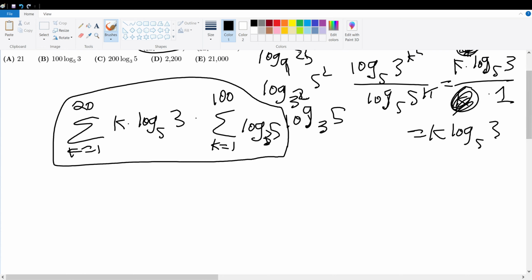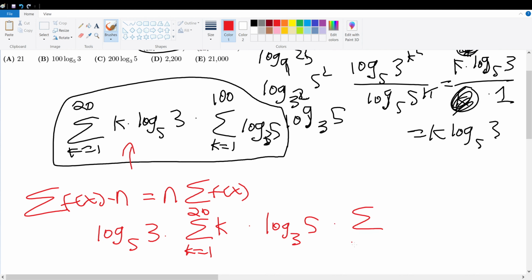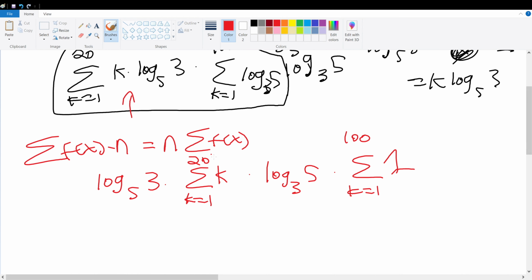But beforehand, let's try to utilize one summation formula, which is that the summation of a function times a constant must give the constant times the summation of the function. So we can rewrite the first one to be log base 5 of 3, because that's a constant, multiplied by the summation of k is equal to 1 all the way to 20 of k, multiplied by log base 3 of 5, because that's a constant, times the summation of k is equal to 1 all the way to 100 of 1. But with this, what can we say about the first summation, which is this one?